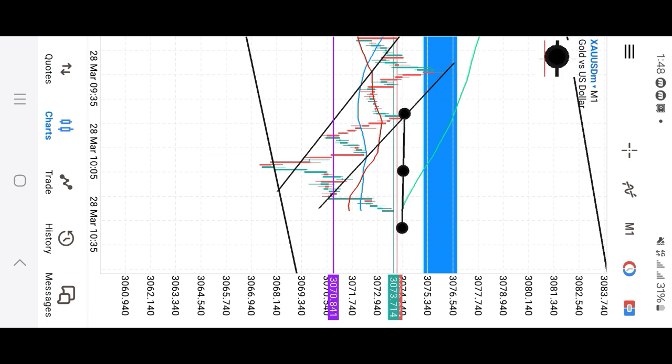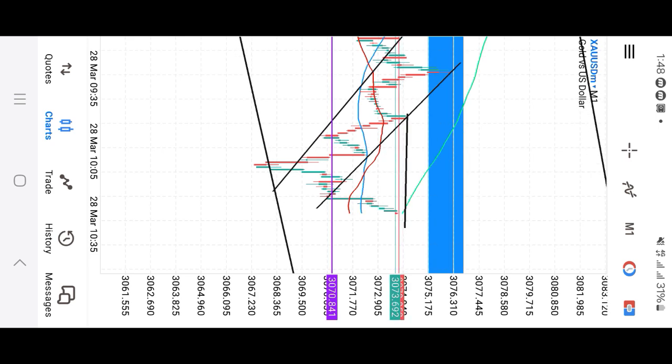So this is my next area. Maybe price may take this trend line and go down, or if candle breaks this trend line, I will go bullish again. So patience is key. So let's wait.